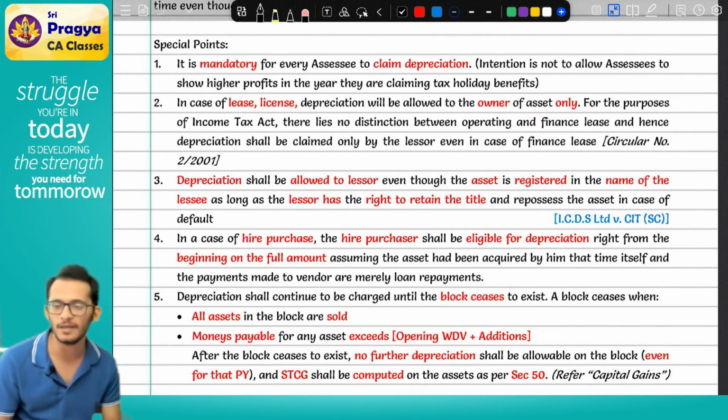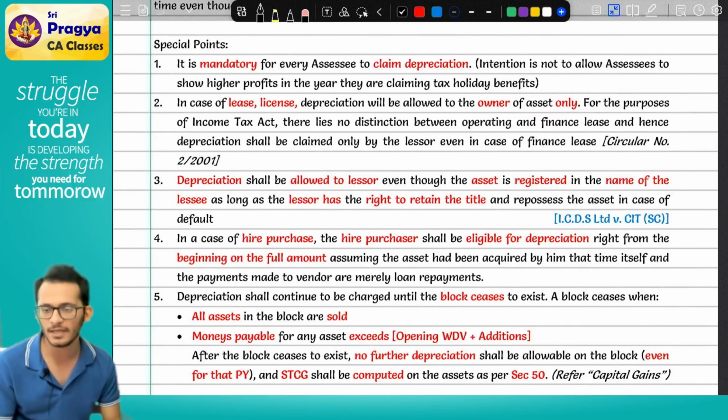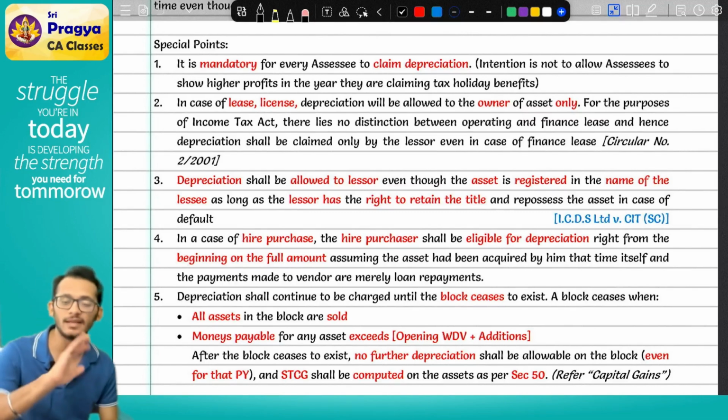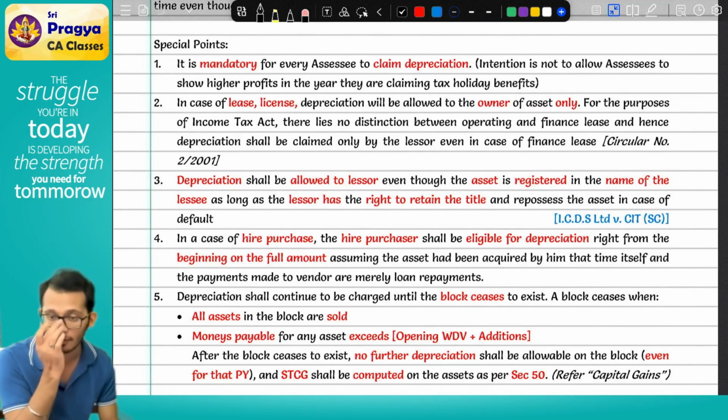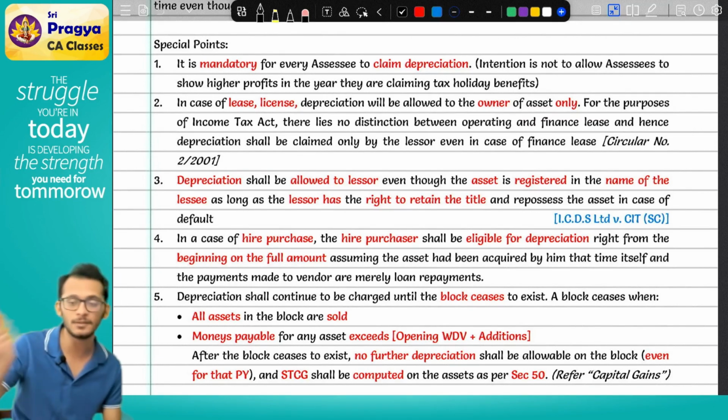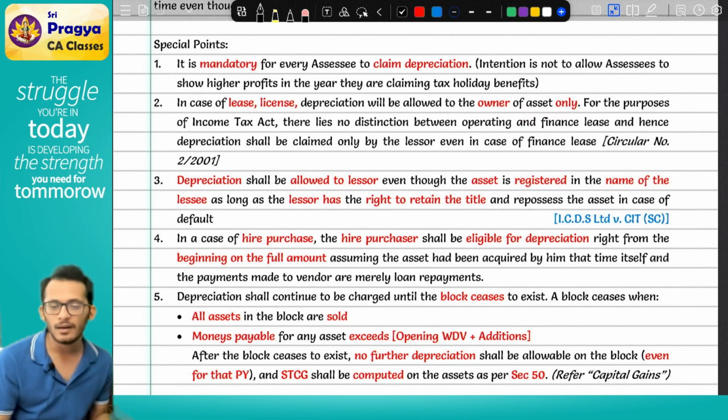So what happened is people never claimed a single depreciation. They put their assets later on. And when the holiday period was over, that time they started claiming big depreciations. Because of which what happened? Earlier tax was fully exempt. Current year tax has also come down.